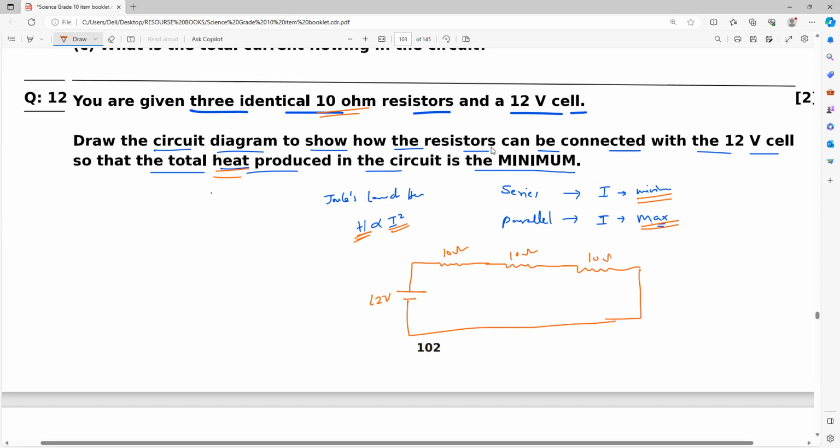So now if you take the solution, they might connect it like this. So now these three resistors are also in what connection? Series connection only. So don't get confused. Both are correct only. Okay.